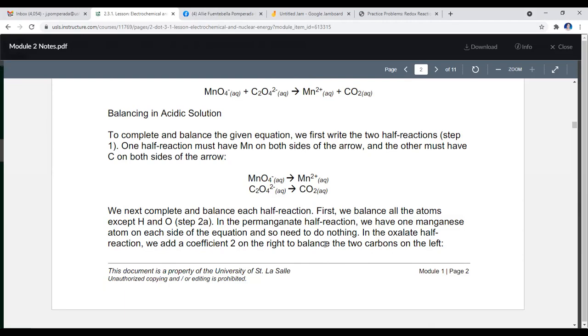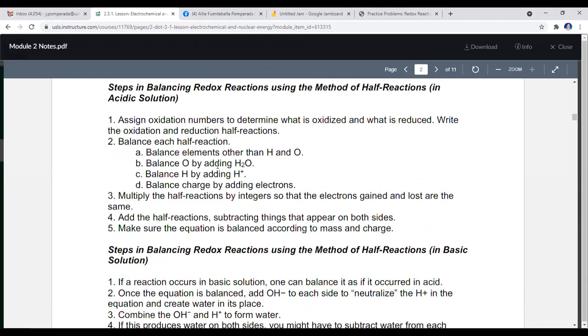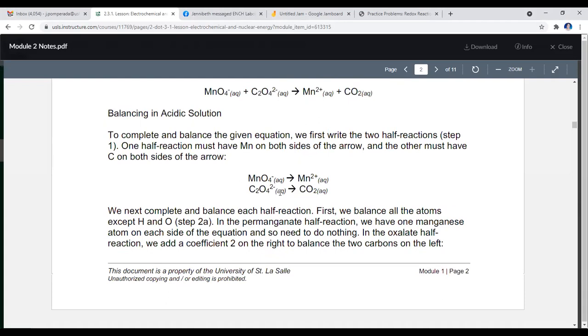So in the first half reaction here, manganese is 1, manganese is 1. We don't have any problem with manganese, right? Now, what about oxygen? We have oxygen here. We don't have any oxygen in here. So what's our rule in balancing oxygen? In balancing oxygen, add water. Correct. Okay, you add water. So we add water.